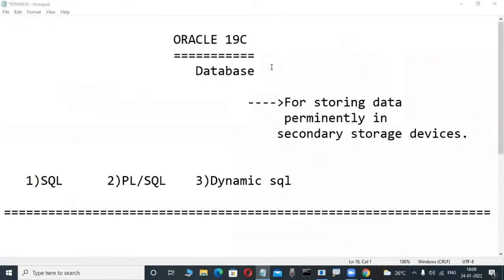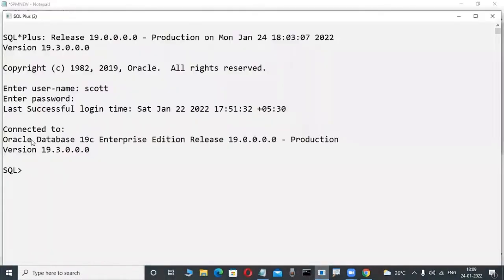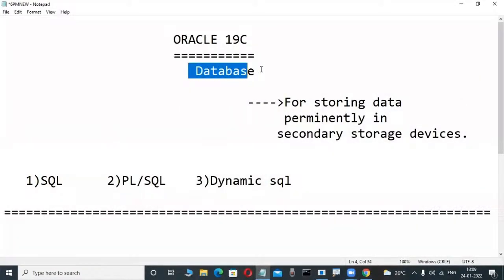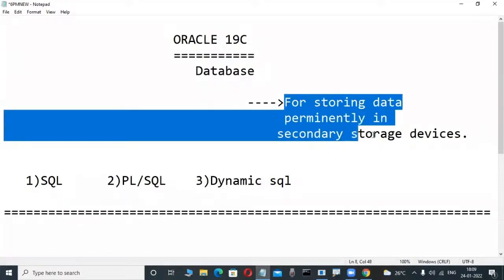Concentrate here. Anybody who did not attend the previous classes, don't worry. It's simple. Oracle is a product from Oracle Corporation, and 19c is a version. This Oracle is a database product only. Newcomers, what is the purpose of this database product? It is for storing data permanently on a hard disk.